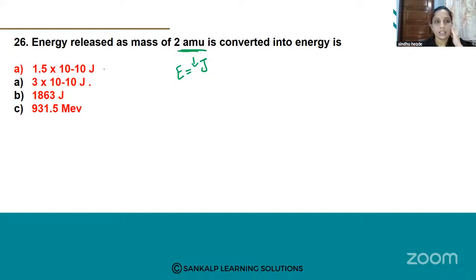Here they give the options like this. Option A, 1.5 into 10 raised to minus 10 joules. Option B, 3 into 10 raised to minus 10 joules. Option C, 1863 joules. And option D, 931.5 mega electron volt. Which option is correct, students?